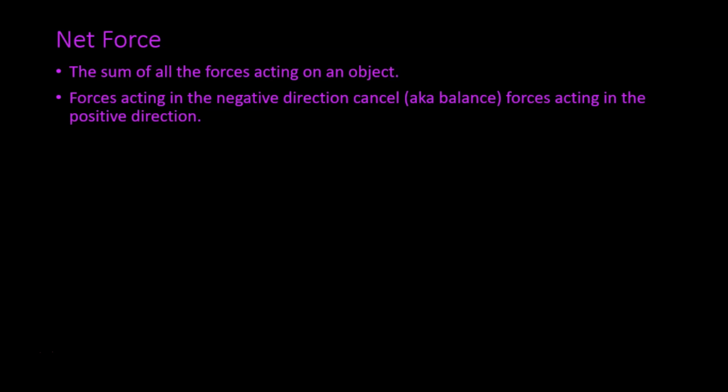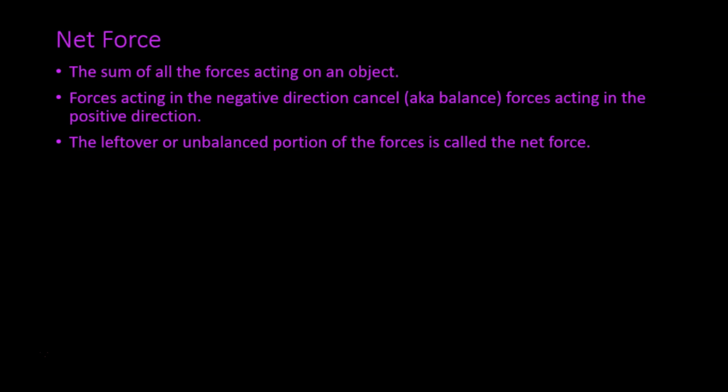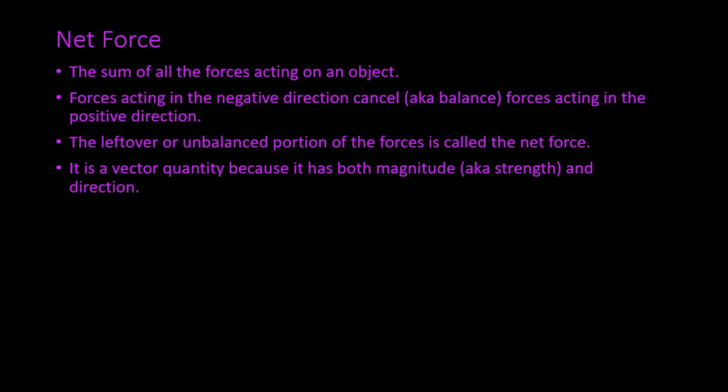First, net force. It's the sum of all the forces acting on an object. So the forces acting in the negative direction cancel, also known as balance, forces acting in the positive direction. The net force is the leftover or unbalanced portion of the forces. It's a vector quantity because it has both magnitude, also known as strength, and direction. So net force is a vector quantity just like all the individual quantities.